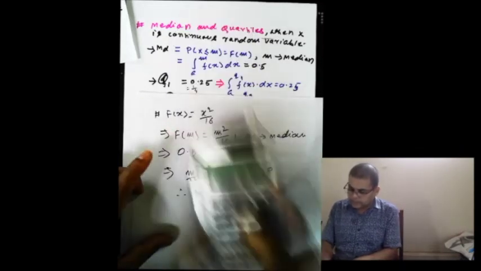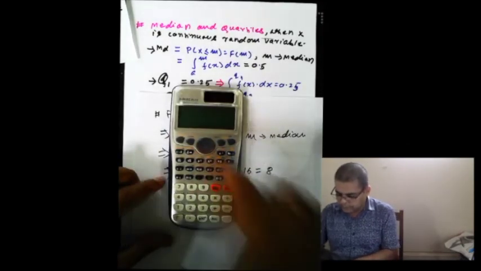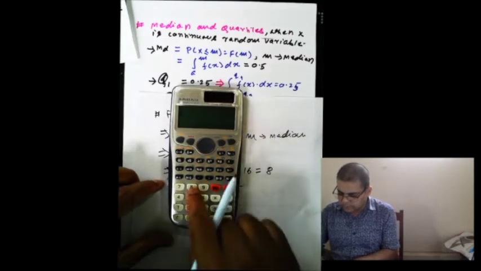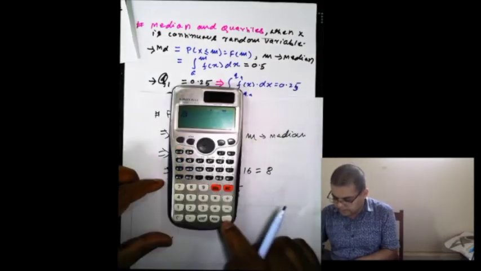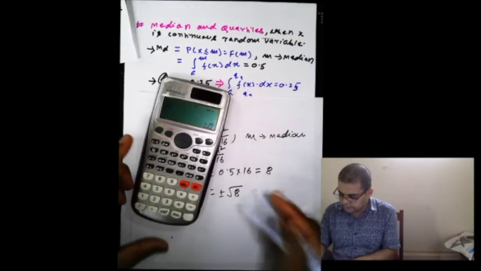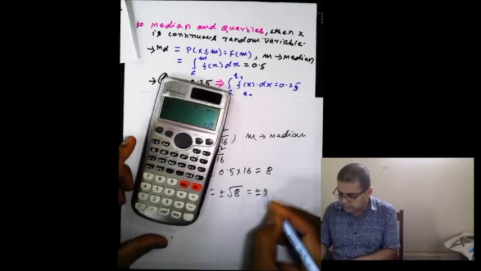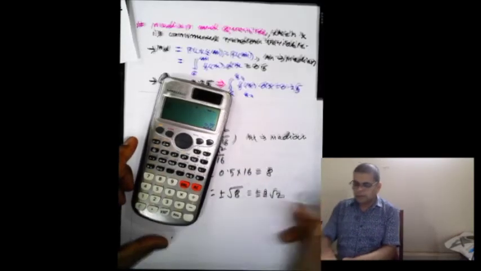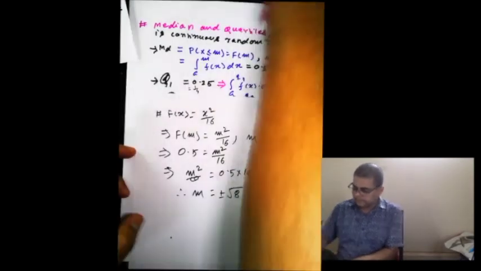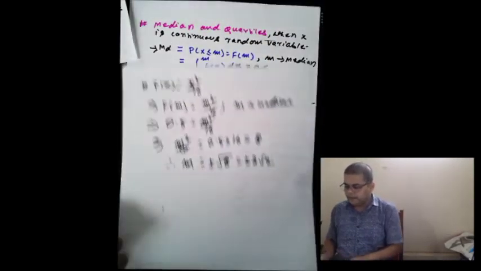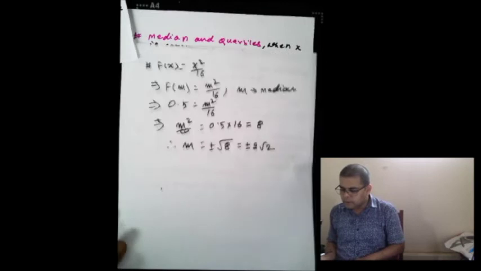So plus minus under root of 8. First of all, we find the square root of 8. So the square root of 8 is plus minus 2 root 2. So our median value is both positive and negative 2 root 2.